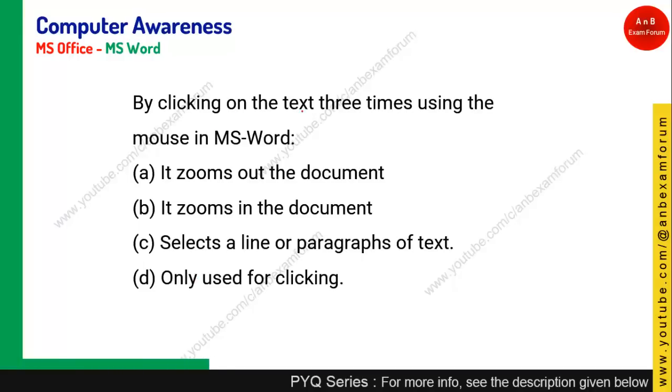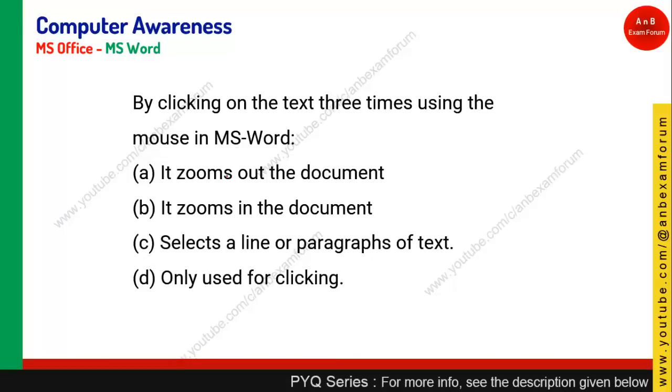By clicking on text 3 times using the mouse in MS Word, what action is performed? These are the 4 options: it zooms out the document, it zooms in the document, selects a line or paragraph of text, only used for clicking. And remember student, if you do 3 times clicking, it will select a line or the paragraph. If I just click 3 times on this particular word, the whole line or paragraph will be selected based on the context. So option C is the correct answer.